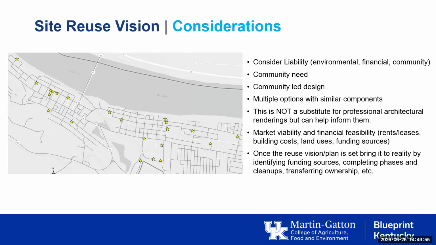And once again, that market viability and financial cost. Outside of the liabilities, think about the long term. What are the rents going to be? What are the leases going to be? What's the property tax that people are paying, or occupational tax? Who's paying that? Who owns it? What is the cost to build? Really trying to build out those financial projections, which once again are eligible costs under EPA grants.